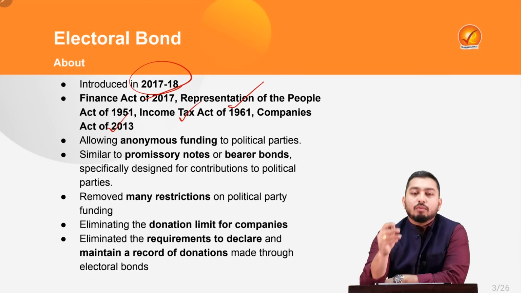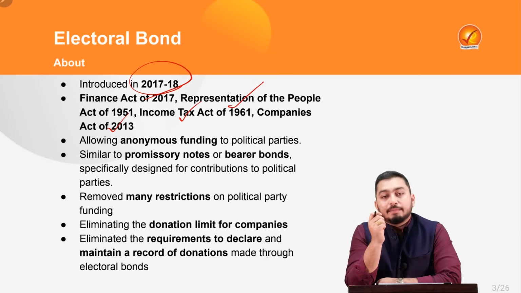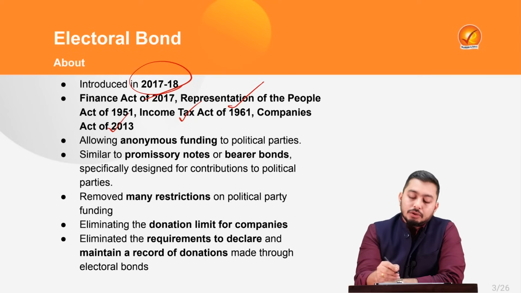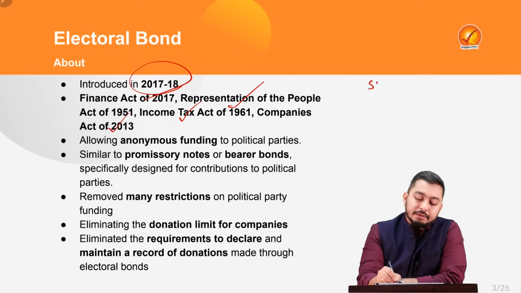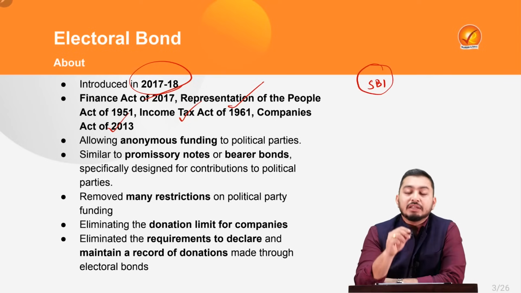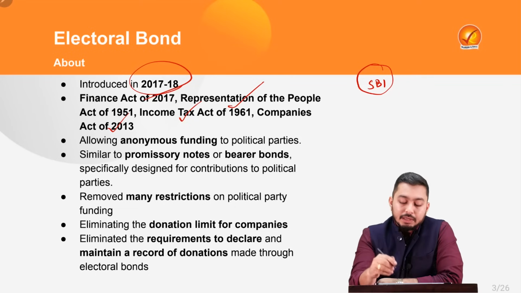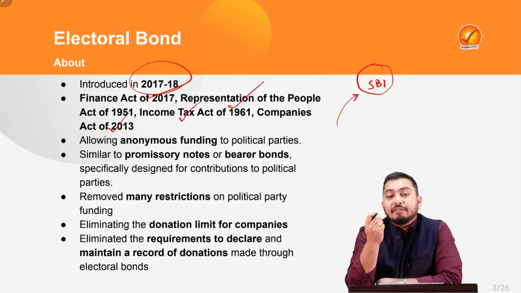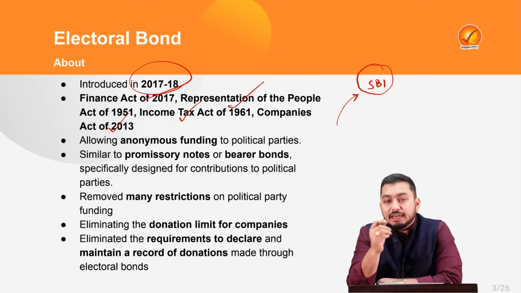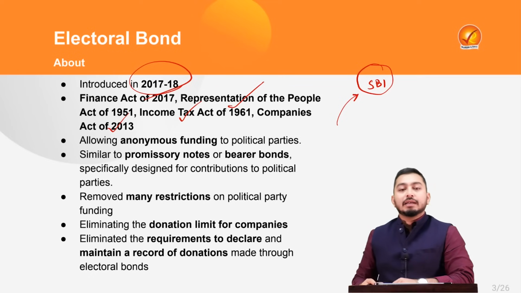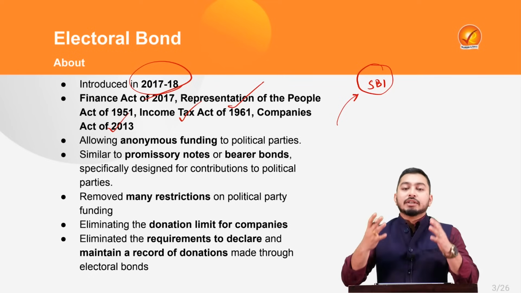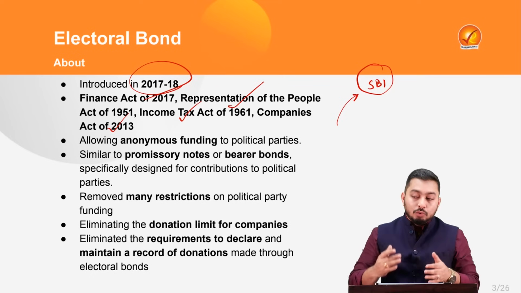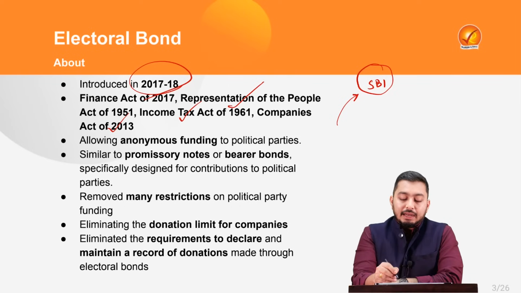Now let's say I want to donate some money to my favorite political party. So what I'll do, I'll go to SBI, the designated branch of SBI, let's say in Delhi. I will only use my account where my KYC has already been done. That means I am going through the banking channel. I am not giving a lot of cash to the bank or to the political party. I am going to the bank. In the bank, I say that I want to donate 1 lakh rupees.